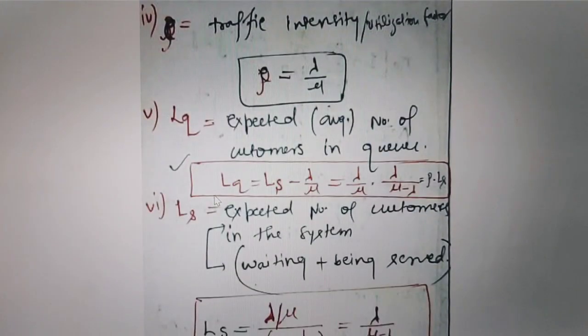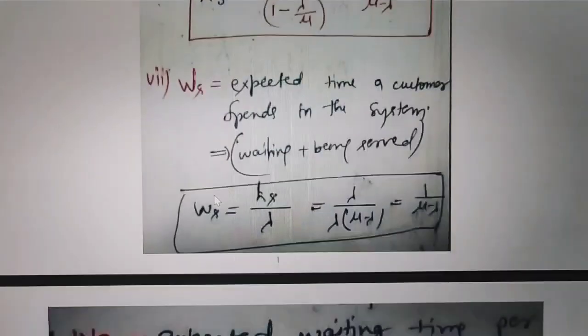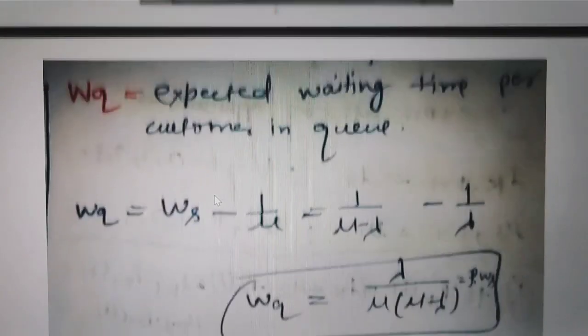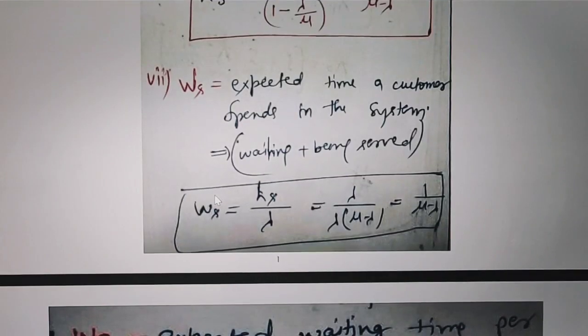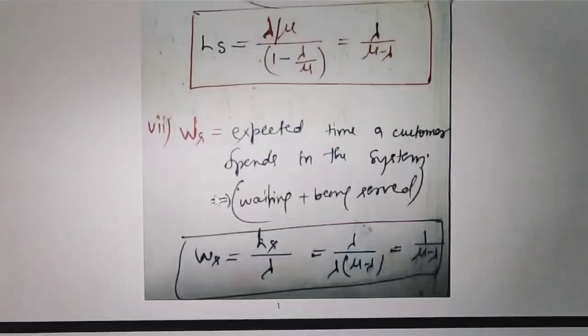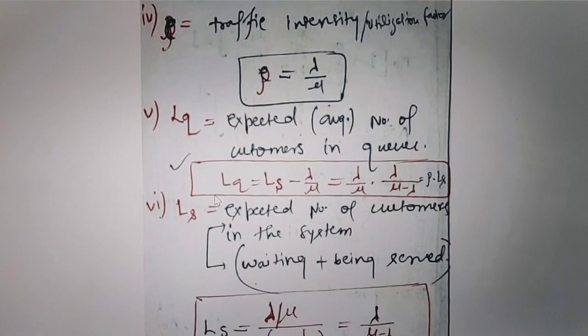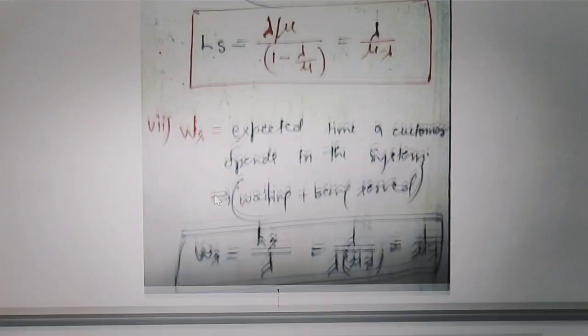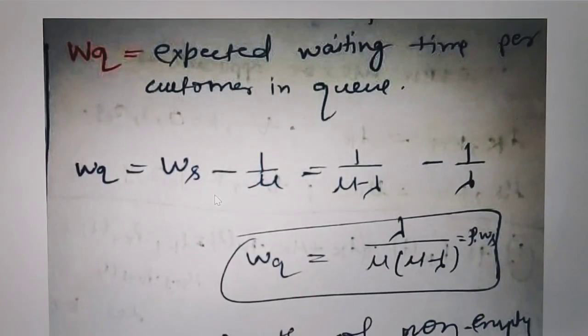So LQ, LS, WS and WQ, these 4 you should remember to solve model number 1 problems of queue theory. So basically if you go deeply through it, LQ is somehow related to LS, and the same thing is here for WQ, which is related with WS. Here we can say that WQ is equal to rho multiplied by WS.